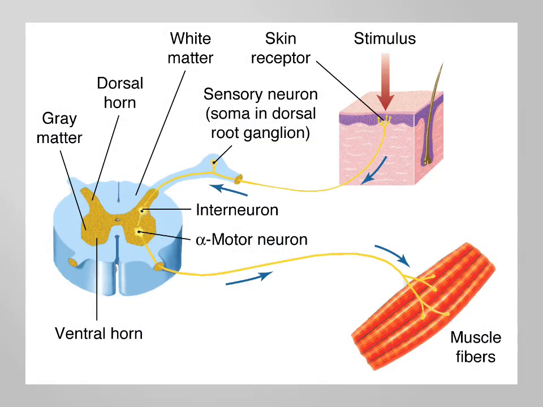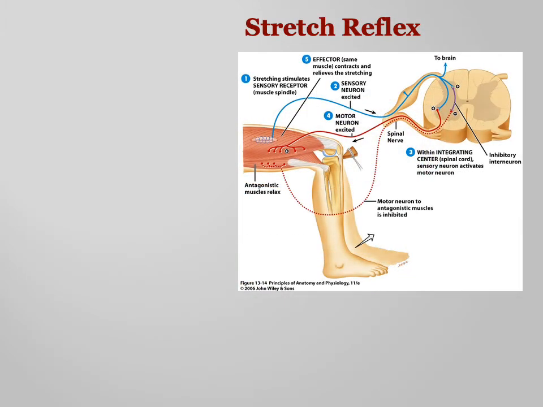Here you see again, the stimulus comes in, you got the skin receptor, nerve goes out through, there's the cell body and dorsal root ganglion, synapses with an interneuron, sends a motor impulse out to a skeletal muscle, and that's the response. So let's look at the stretch reflex. That's our first reflex arc.